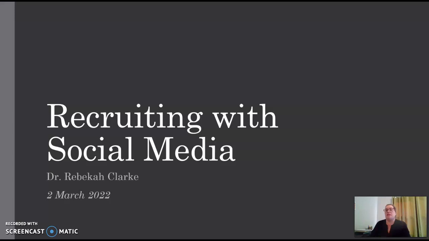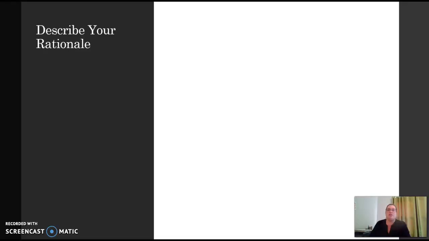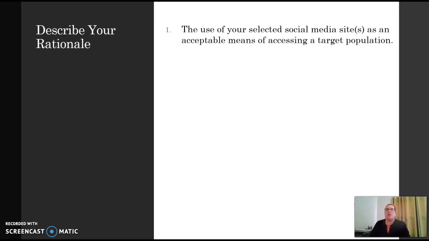But there are some things that you need to consider as you do your recruiting with either one of these sites. First of all, in Chapter 3, you're going to have to talk about your rationale, and give some details around the target population and accessing them through LinkedIn or through Facebook. First of all, you need to support the use of either LinkedIn or Facebook as an acceptable means of accessing a target population. So you need to look at existing research that used LinkedIn or Facebook to access an audience. If the study was done on a target population similar to yours, that's great.